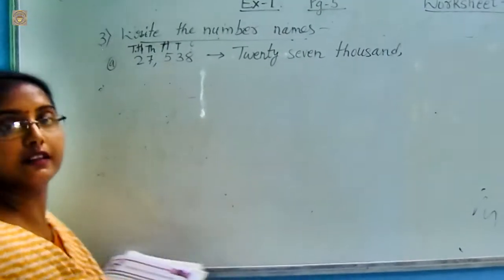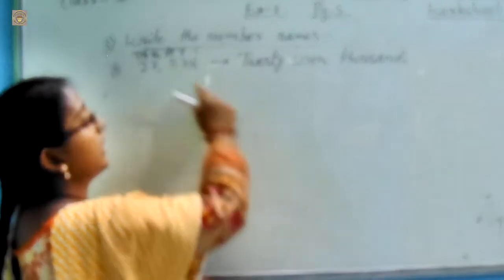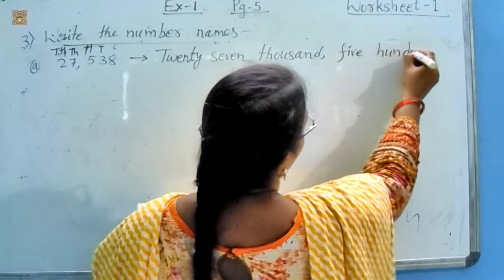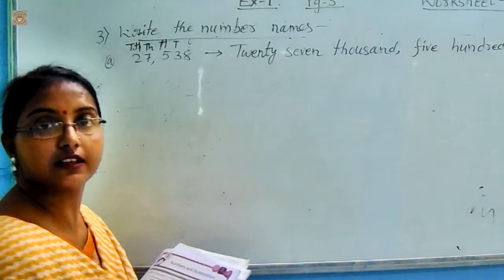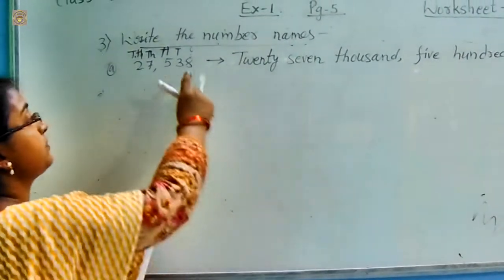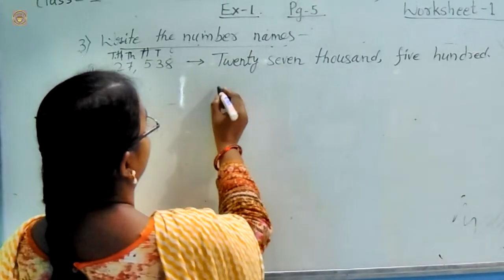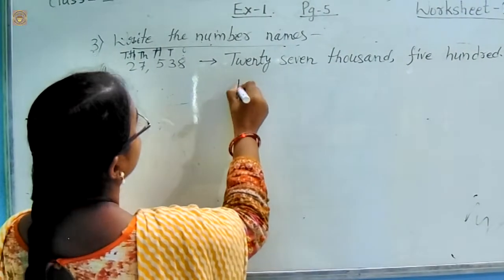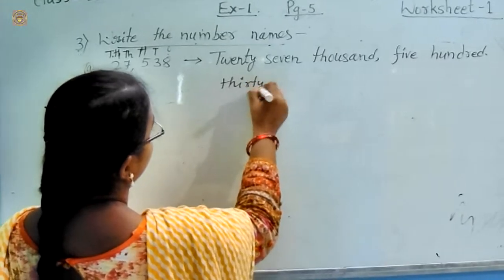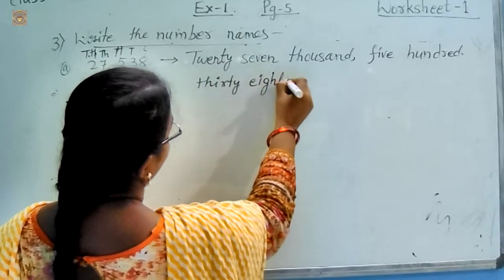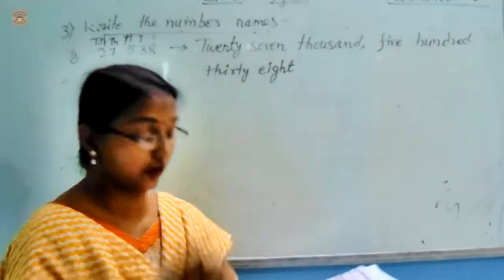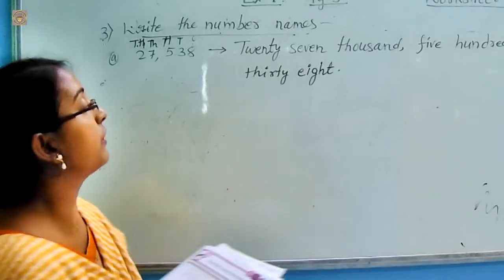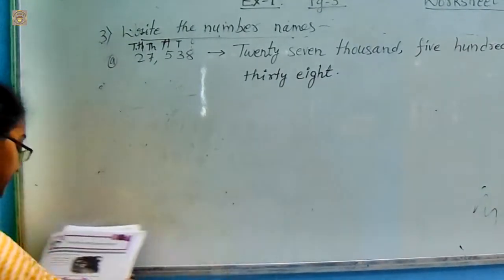Now at the 100 place I have 5. Then it will be 500. Now the tens place is 30, that means 3, and the ones place is 8. So we will write 538 and so on. The next sum we will also continue.